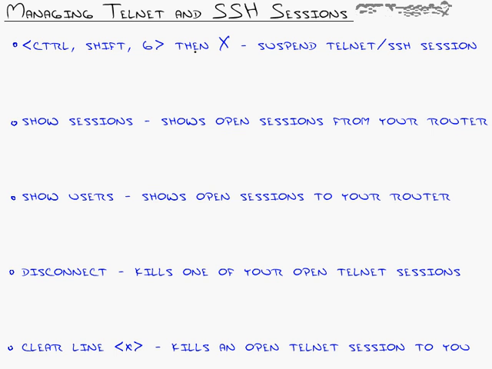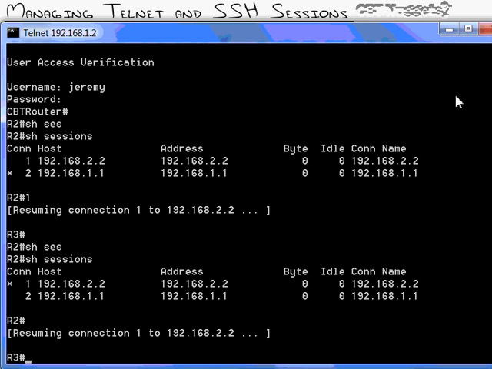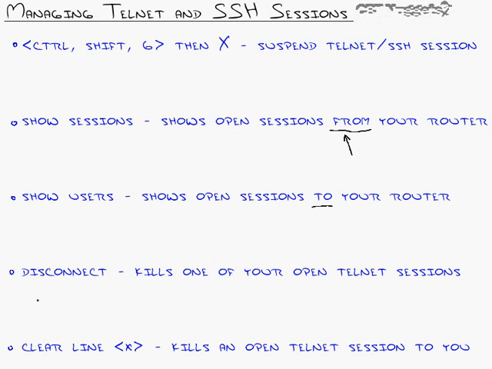Now that moves us to the next command in the list, the show users. This shows open sessions to your router. I want to make sure I distinguish between show sessions and show users. Notice the from and the to. Show sessions shows what sessions are coming from your router, as in when I was doing this, show sessions says you have a session from your router to this one and from your router to that one. Show users shows open sessions to your router.